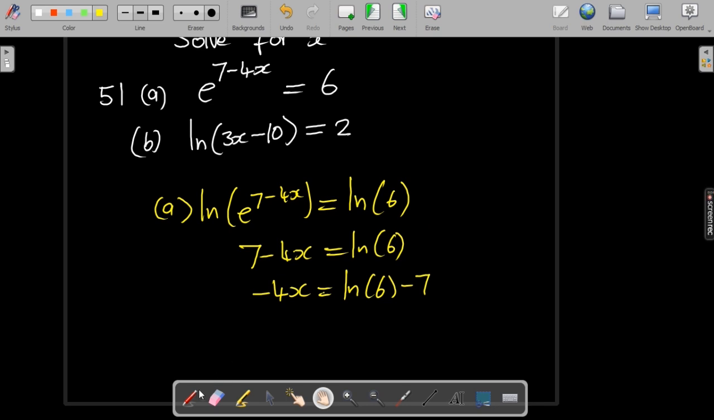Then at this stage, it's totally up to you. You can first divide by the negative or just divide by -4. If you divide by -4, on this side, you're going to have (7 minus ln 6) over 4. Right, so that's the first one.